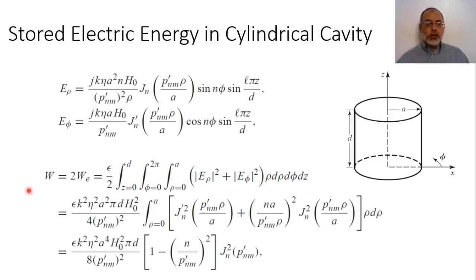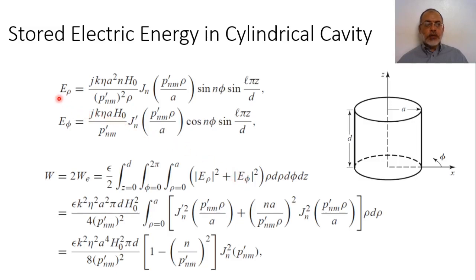So the total stored energy equals twice the stored electric energy, because as we mentioned, stored electric energy equals the stored magnetic energy. So if we are going to multiply here by 2, this would be epsilon over 2. The magnitude of the electric field, we have here only E rho and E phi. So the magnitude of the electric field squared is E rho squared plus E phi squared.